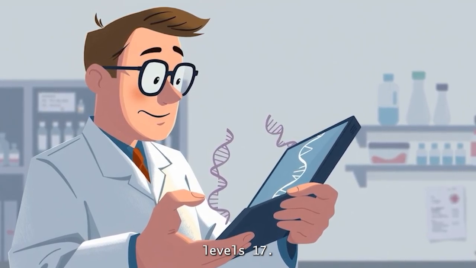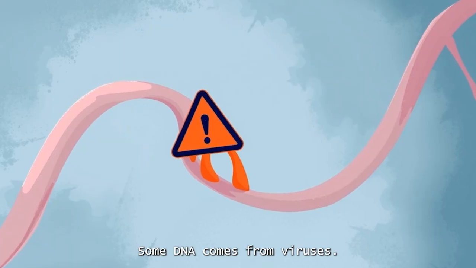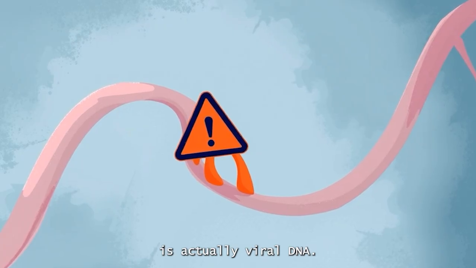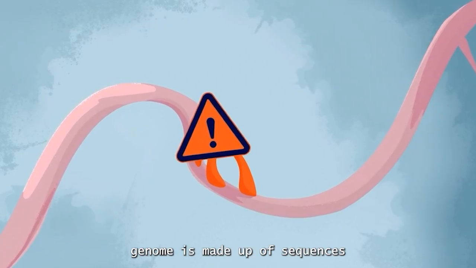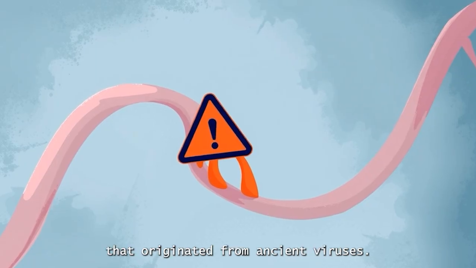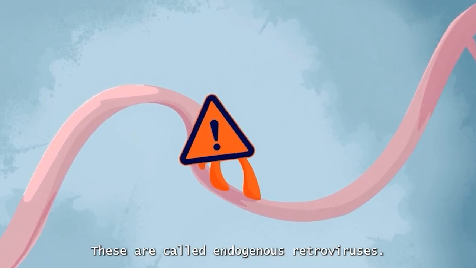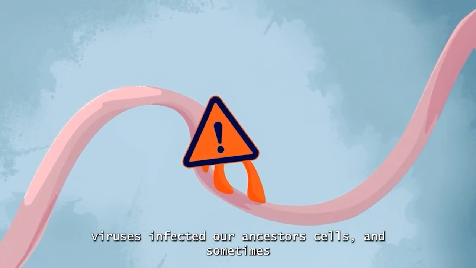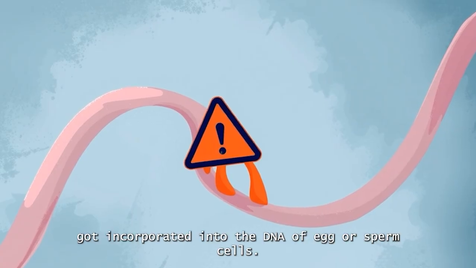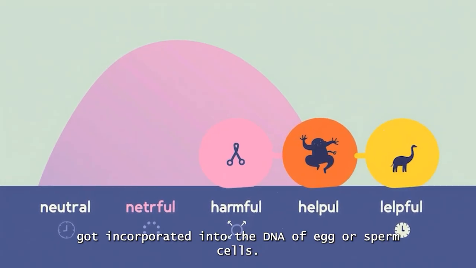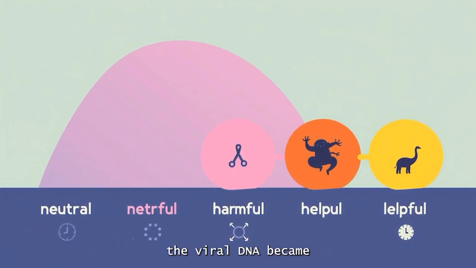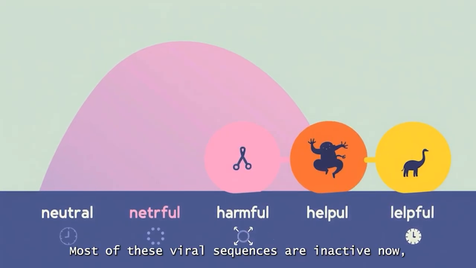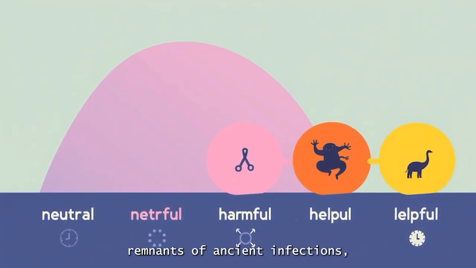Level 17. Some DNA comes from viruses. Here's something strange. A surprising amount of your DNA is actually viral DNA. About 8% of the human genome is made up of sequences that originated from ancient viruses. These are called endogenous retroviruses. Millions of years ago, viruses infected our ancestors' cells, and sometimes their genetic material got incorporated into the DNA of egg or sperm cells. When that happened, the viral DNA became part of the genome and was passed down to future generations. Most of these viral sequences are inactive now, remnants of ancient infections.